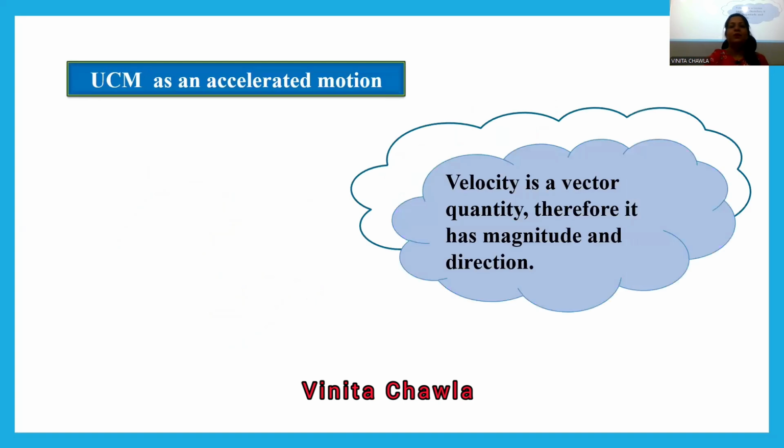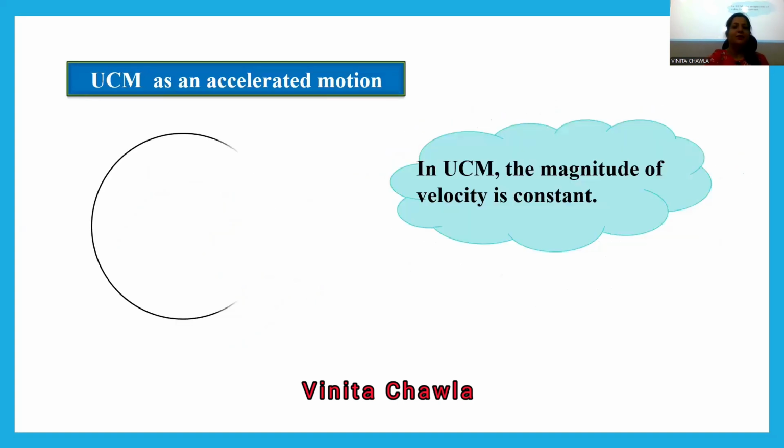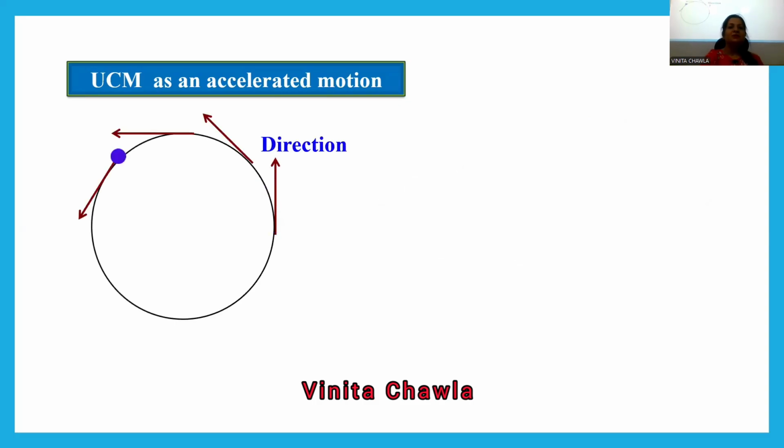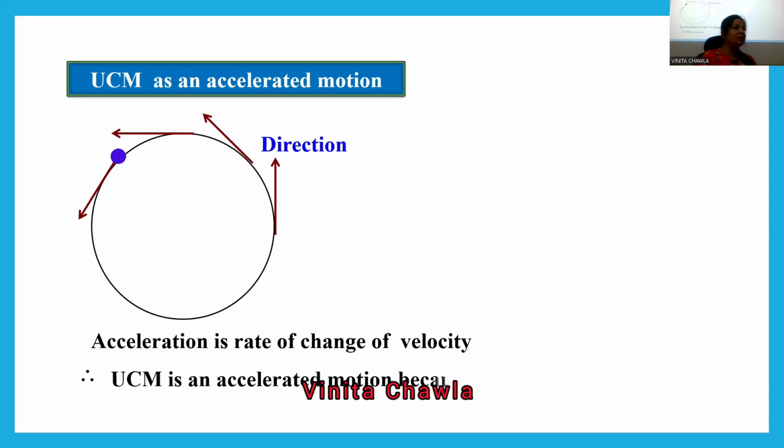So velocity is a vector quantity, therefore it has magnitude and direction. In uniform circular motion, the magnitude of velocity, which is speed, is constant, while velocity is variable because direction changes at every point. The direction of velocity keeps on changing as discussed. Direction changes at every point, and therefore velocity is also changing, and therefore we say that uniform circular motion is accelerating. Okay? Uniform circular motion is an accelerated motion.